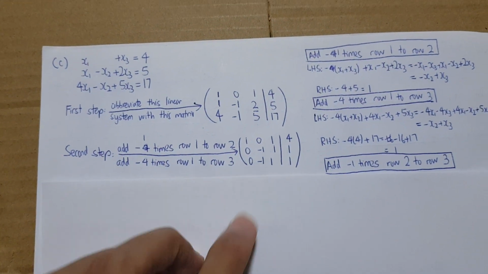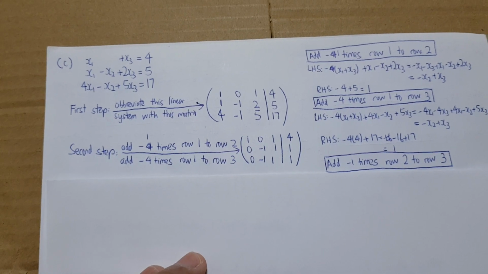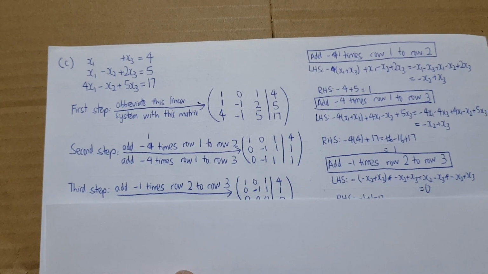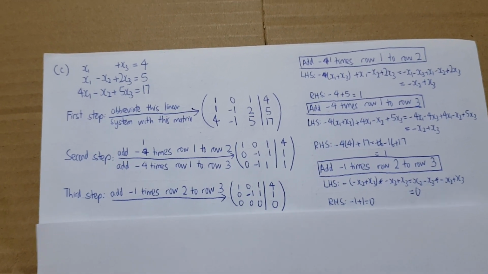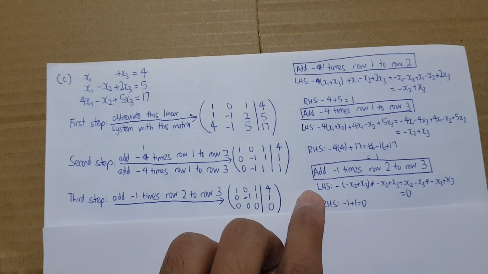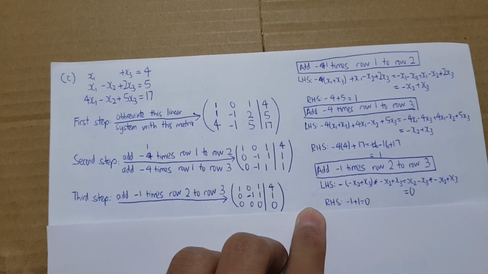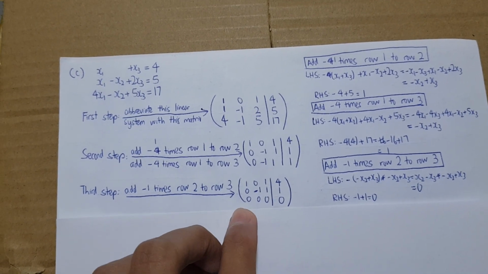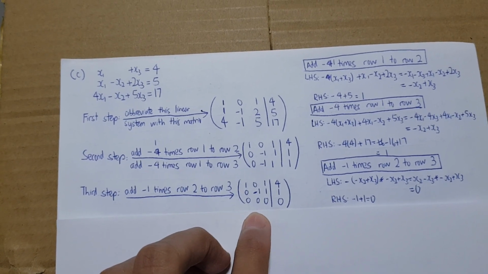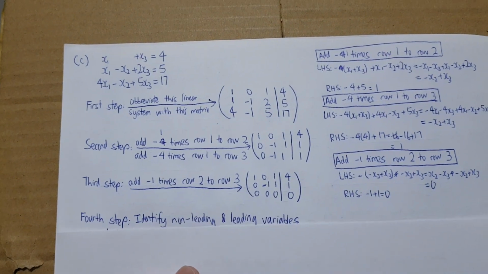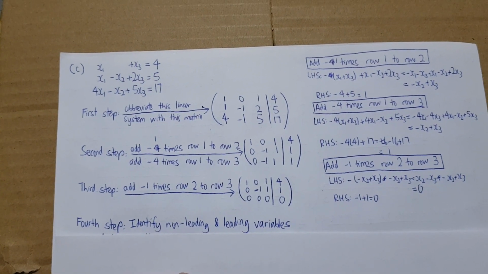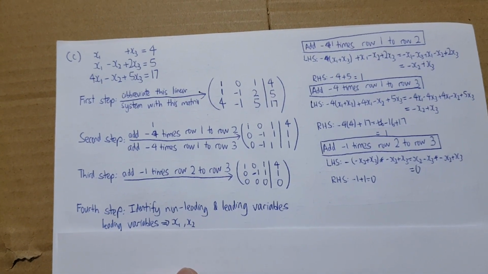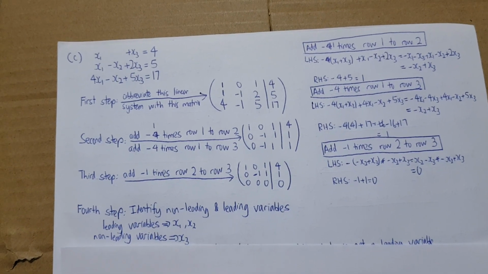After this, you want to eliminate the x2 variable on the third row. Same thing, add minus 1 times row 2 to row 3. And this is how it happens for the left hand side of the equation and right hand side. You can take a look at this again after I've finished this tutorial. Hence, the third row has no variables, and it's written as this. Now we identify the leading and non-leading variables. What are the leading variables? x1 and x2. The non-leading variable is x3.